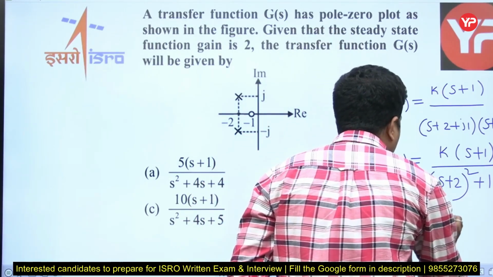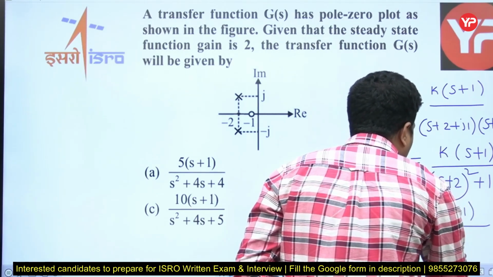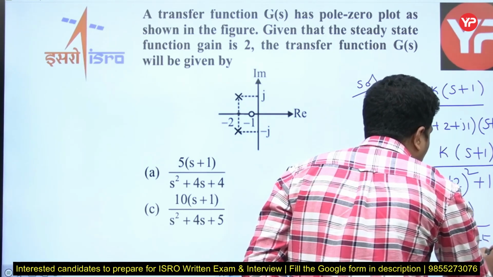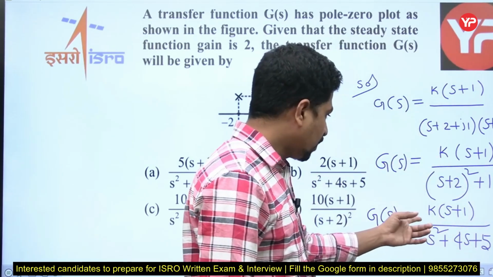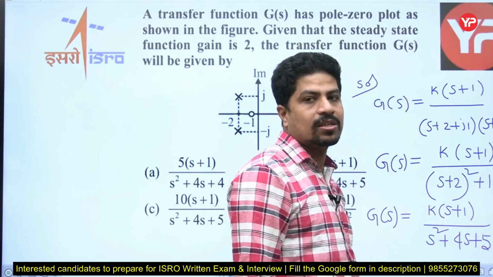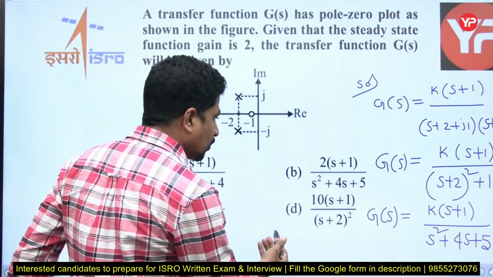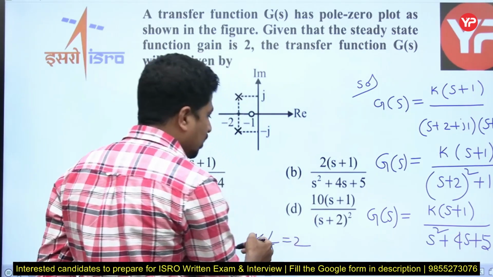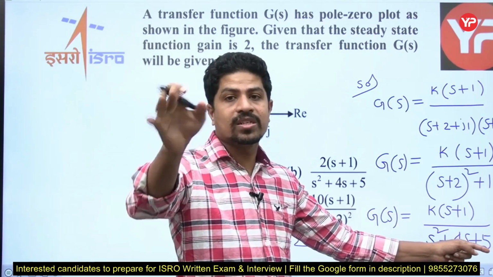G of s is equal to k into (s plus 1) by (s square plus 4s plus 5), right? So if you put s is equal to 0 in this, k by 5. Why s is equal to 0? t tends to infinity, steady state value. So k by 5 is equal to 2. This is the steady state gain. Put s is equal to 0. Steady state value, final value, t tends to infinity, s tends to 0.